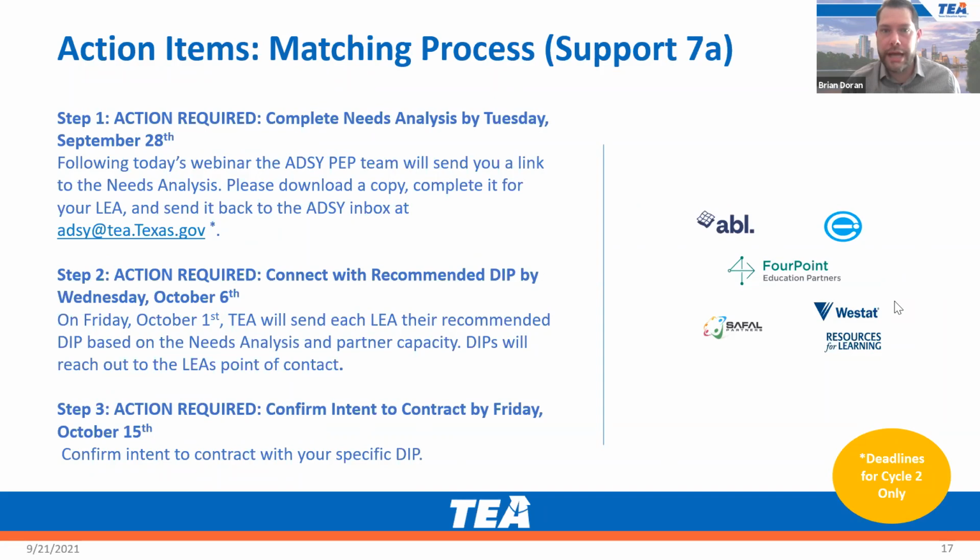associated with that support. So first is to complete a needs analysis by Tuesday, September 28th. The second is to connect with your recommended design and implementation partner by Wednesday, October 6th. And then the third is to confirm your intent to contract by Friday, October 15th. All of these deadlines are for cycle 2 districts only. For cycle 3 districts and cycle 4 districts, we will go through this process next year, and you don't need to worry about this right now.